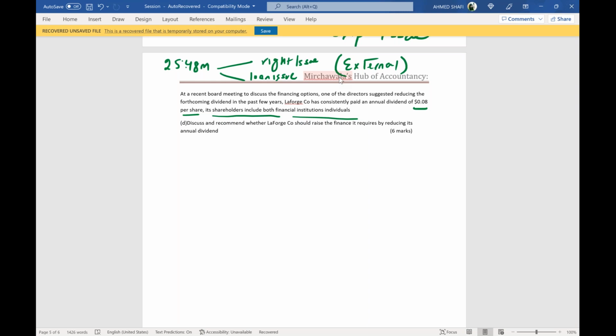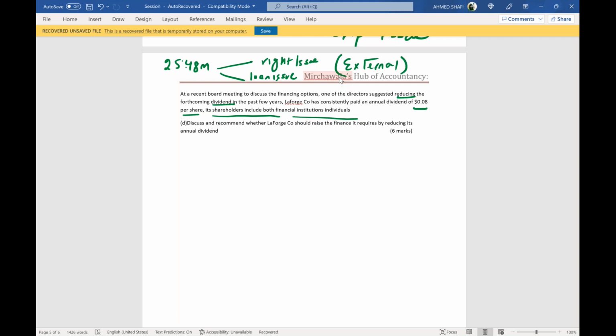At a recent board meeting, one of the directors suggested reducing the dividend. There are some directors, like in the previous question of the last class as well, there were director A, director B. Some directors suggest there is no need to go to external sources of finance, like rights issue or loan issue. Reduce the dividend. If you reduce the dividend, cash gets saved and you can invest the money. Laforge has consistently paid an annual dividend of 0.08 per share. Shareholders include both financial institutions and individuals.